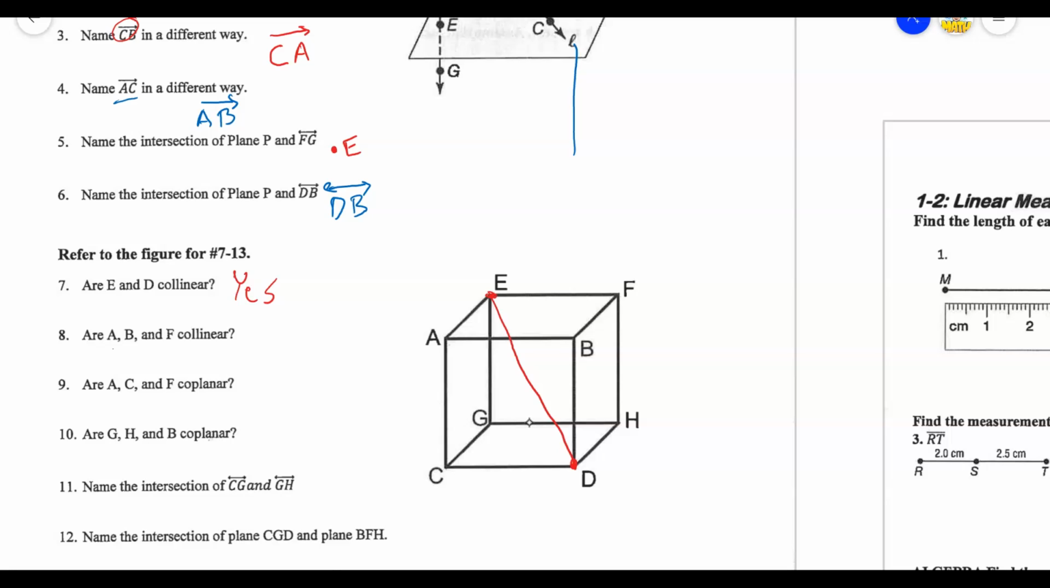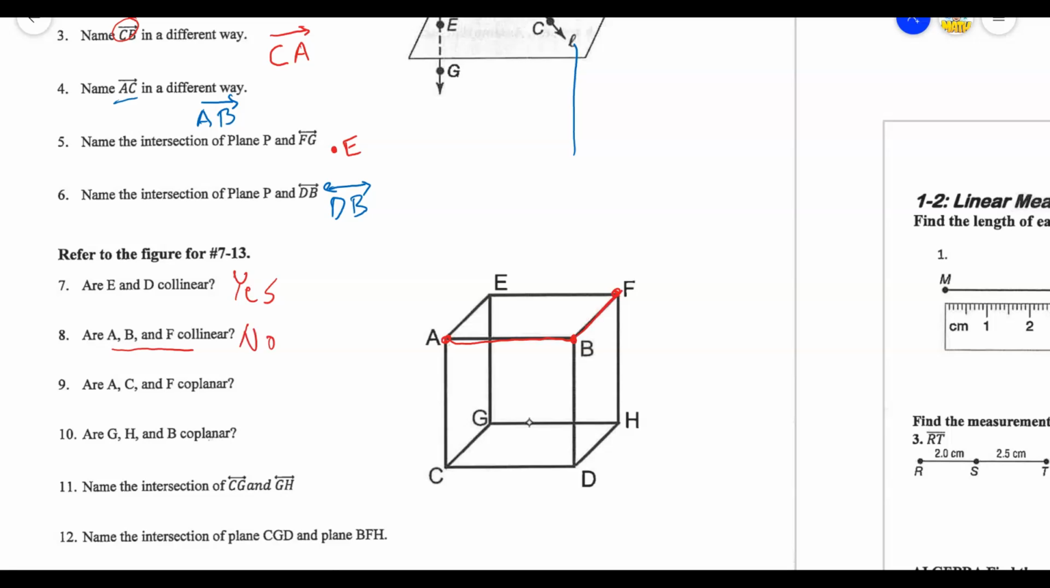Now, when I invite a third point to the party, that's where we might get a no situation. So we have to look at these 3 points. We have A. We can run from A to B, no problem. They're on the same line, but as soon as we bring F in, we are no longer collinear.